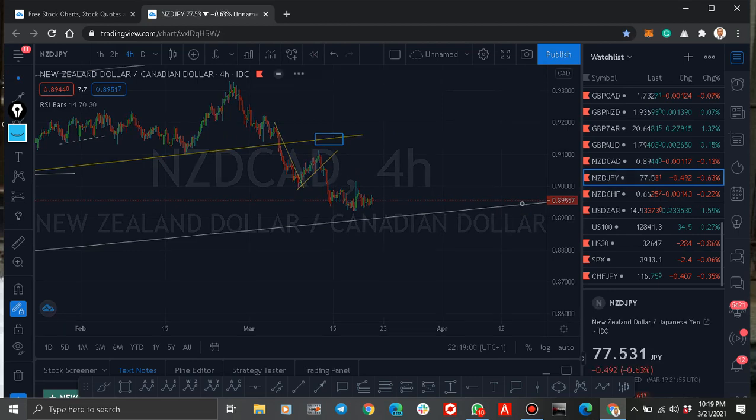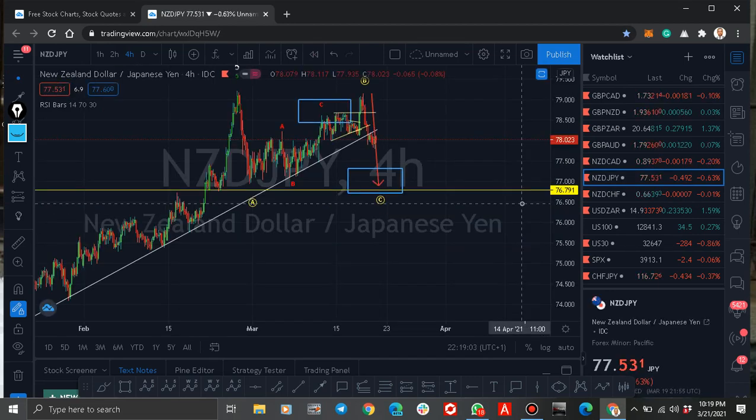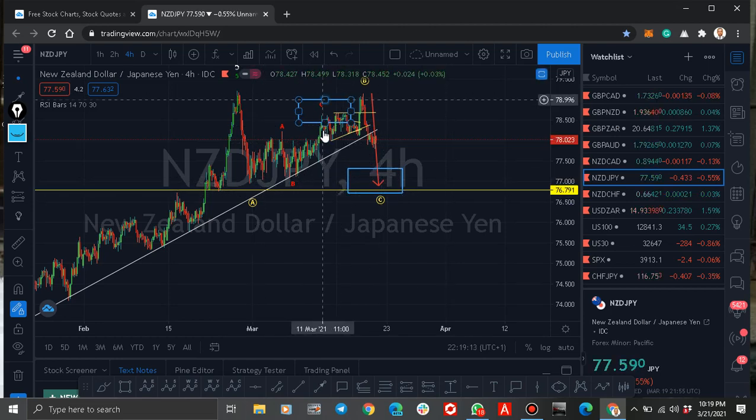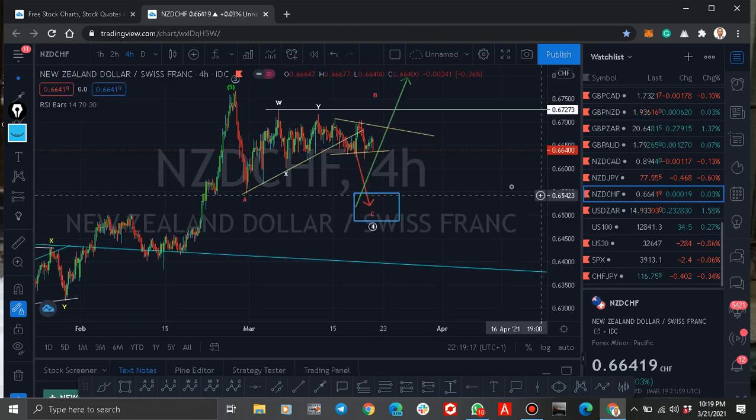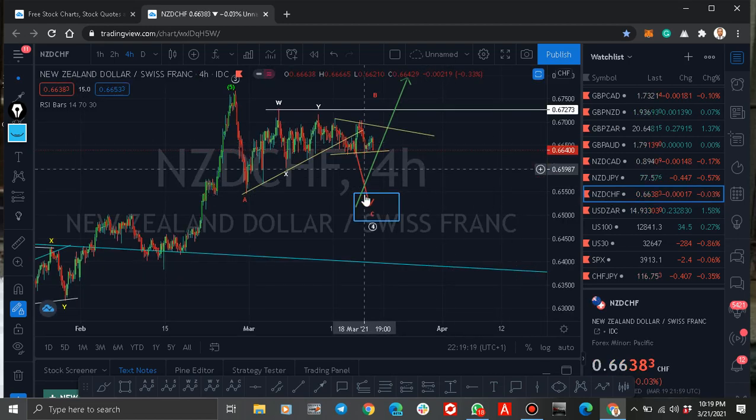New Zealand yen is like pounds yen, pounds Swiss, euro yen. I'm looking for a drop to this blue box before I look for buy. New Zealand Swiss, I'm also looking for a drop, a break of this channel and a drop.